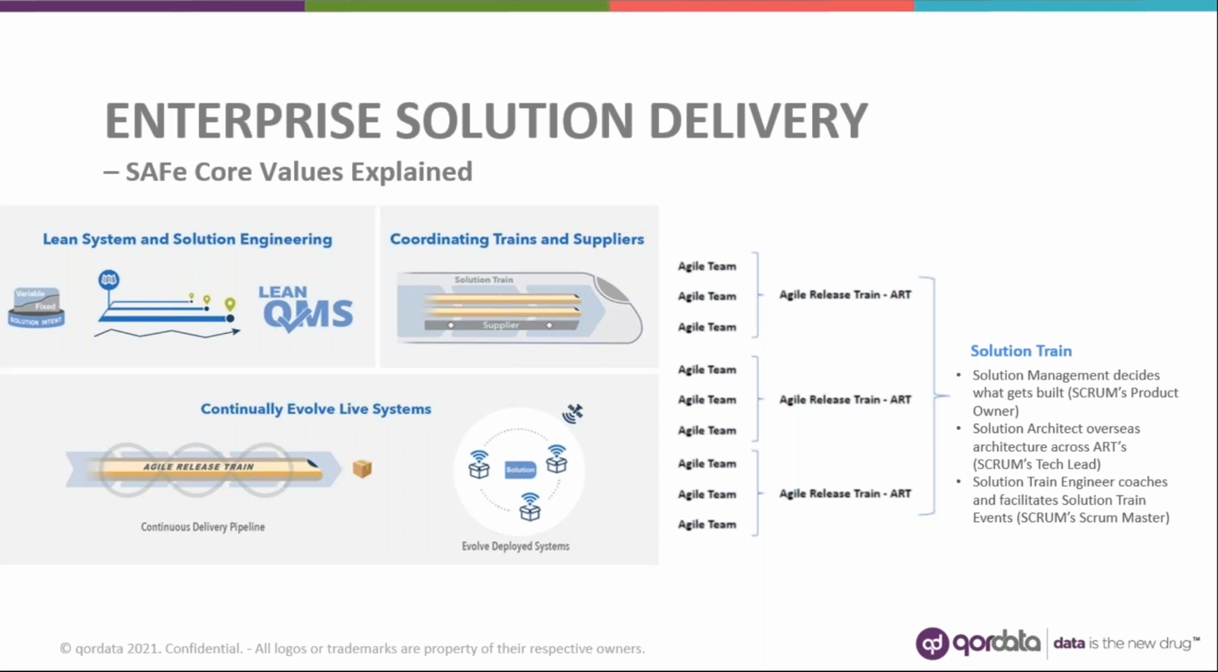Product managers use customer centricity and design thinking to understand customer problems and discover solutions that are desirable, viable, and feasible, and that are also sustainable. The ART builds a continuous delivery pipeline using DevOps and basically releases on demand, delivering value when it's needed.